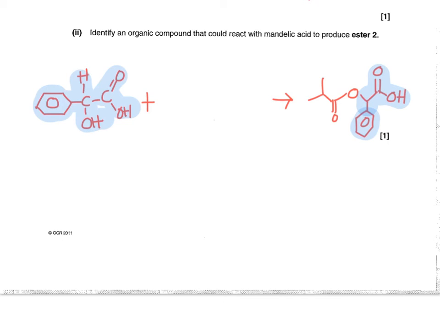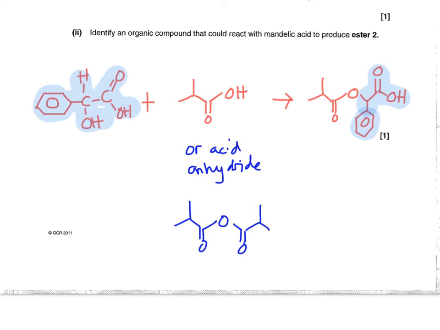Okay, so what we've got to do is think of a molecule that could provide the part that hasn't been highlighted in blue. So that would give us this particular molecule. I think you'd probably call it 2-methyl propanoic acid. You could also put down an acid anhydride. There'd be nothing wrong with doing that as well, because that would be a perfectly legitimate reagent to produce ester 2.